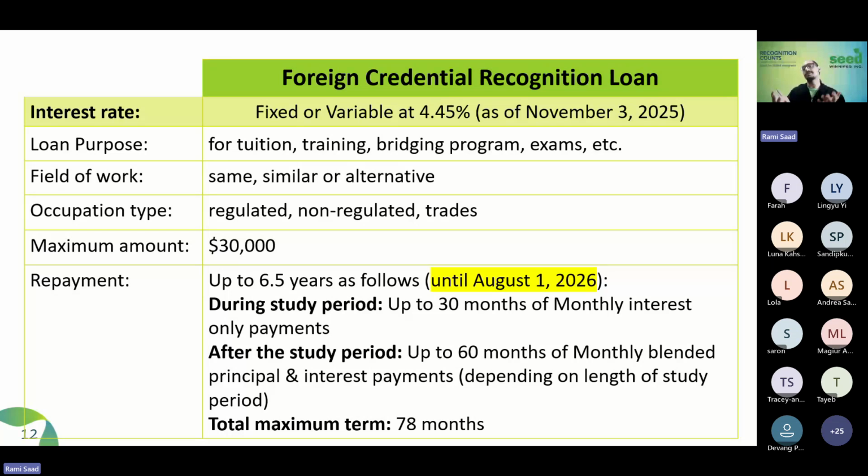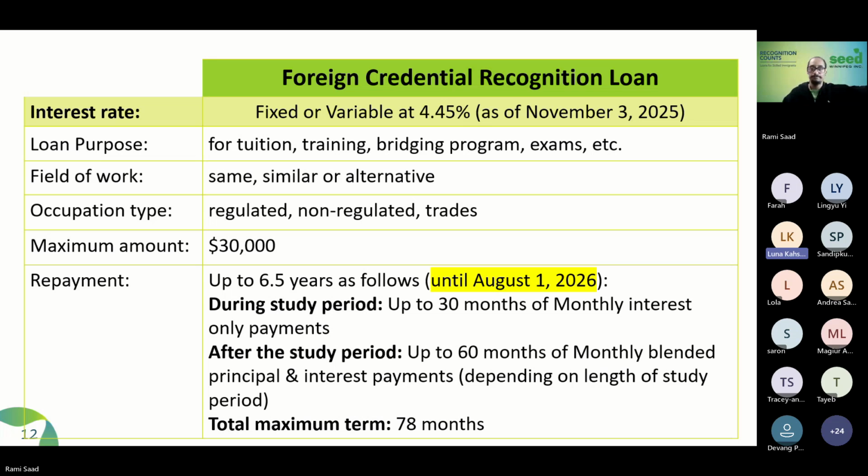There are cons and pros. Some people stick to fixed because they say, we will stick to 4.45 in case the Bank of Canada decides to increase the interest rate tomorrow. It will not affect us. Some people like to take the risk and say, who knows, let's go with the variable because it might decrease. Two years ago, the interest rate was 6 point something. The people who took variable are not paying the same amount because now it's 4.45. That's why we put as of November 3rd, because this is where the interest rate decreased, reaching 4.45 until this moment.